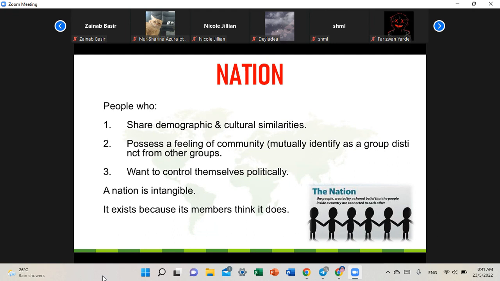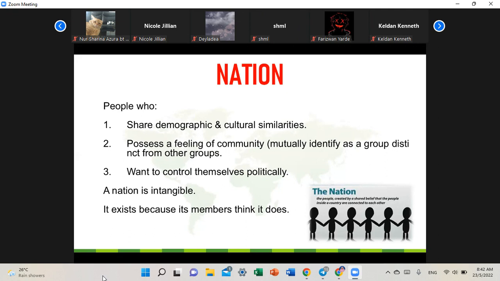So a nation, as compared to a state, is intangible. It exists because its members think it does. If you look at the right side, the nation is the people created by a shared belief that the people inside a country are connected to each other. Whereas states are a tangible institution: government, citizenship, and whatnot. For a nation: shared demographics, kinship, homogeneous, politically motivated, and whatnot. If you want to understand this, you can also read ethnic politics. Ethnic politics focuses a lot on nations and states.